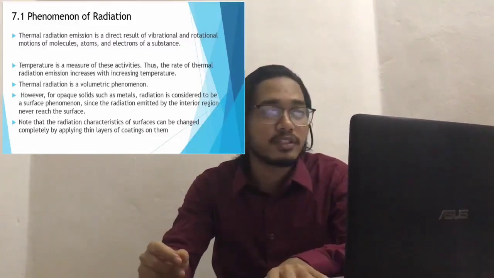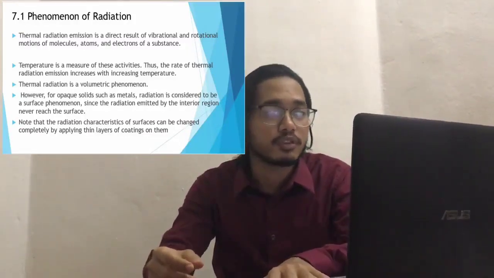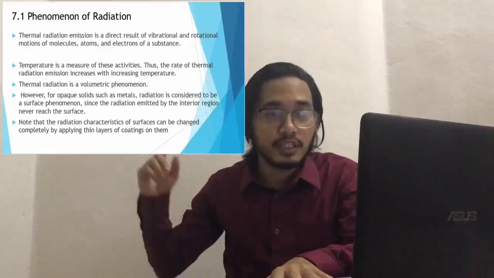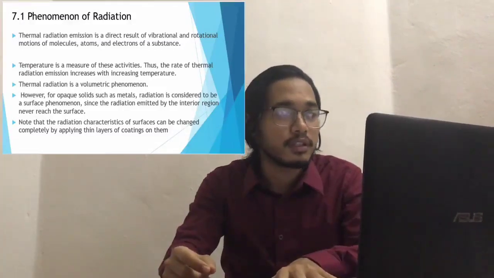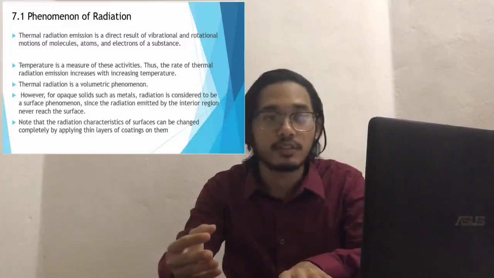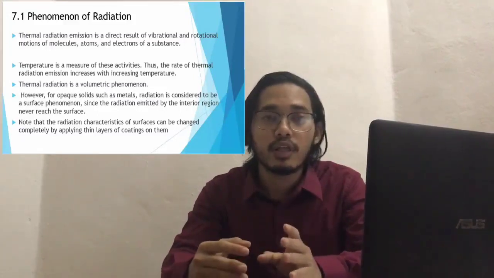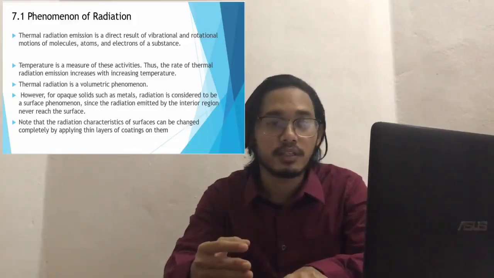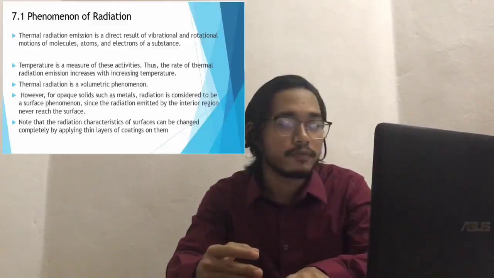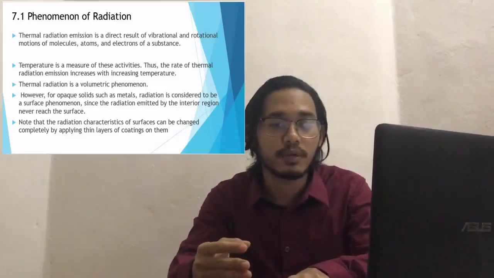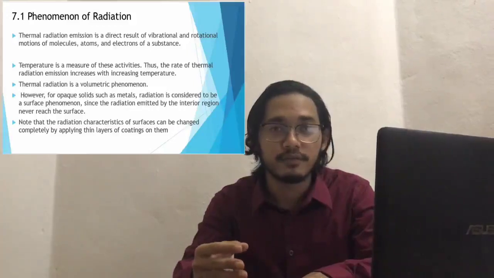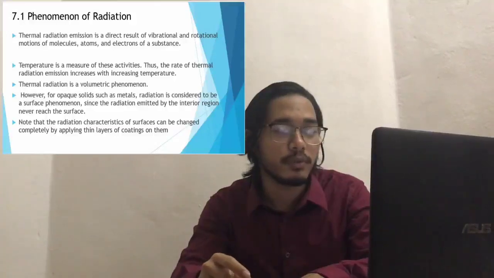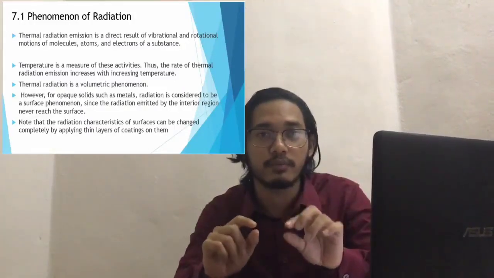The thermal radiation emission is a direct result of vibration and rotational motion of molecules, atoms, and electrons of a substance. Temperature is the measure of this activity, thus the rate of thermal radiation emission increases when the temperature increases. Thermal radiation we call a volumetric phenomenon. However, for opaque solids such as metal, radiation is considered a surface phenomenon since the radiation emitted by the interior region never reaches the surface. Note that the radiation characteristic of a surface can be changed completely by applying a thin layer of coating on it.